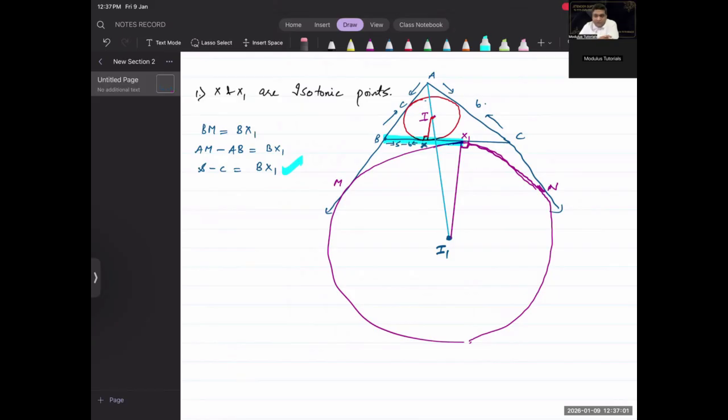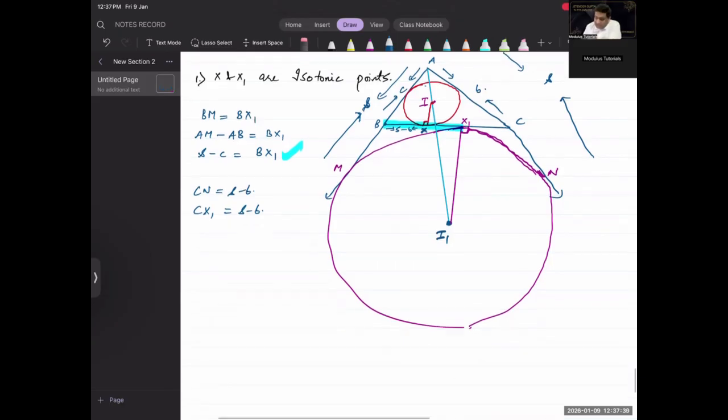Any problem whatsoever, right? Now, in a very similar manner, guys, AN, if you talk about the other side, even this will be S because length of the tangent from external point is equal. So if AM is S, then certainly AN will also be S. So I can say CN is S minus B. And if CN is S minus B, CX1 will also be S minus B. I hope, guys, this is very, very clear. There is absolutely no problem.